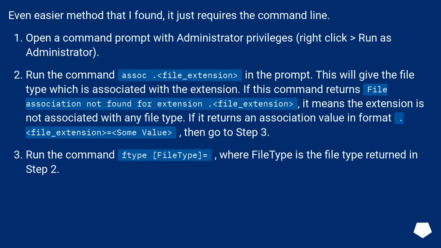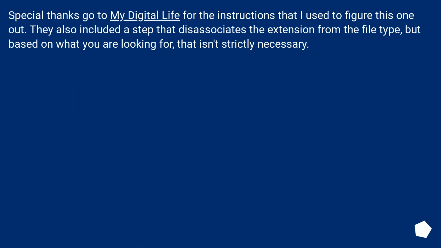If it returns an association value in the format .file_extension=some_value, then go to step 3. Run the command ftype file_type=, where file_type is the file type returned in step 2. Special thanks go to My Digital Life for the instructions that I used to figure this one out. They also included a step that disassociates the extension from the file type, but based on what you are looking for, that isn't strictly necessary.